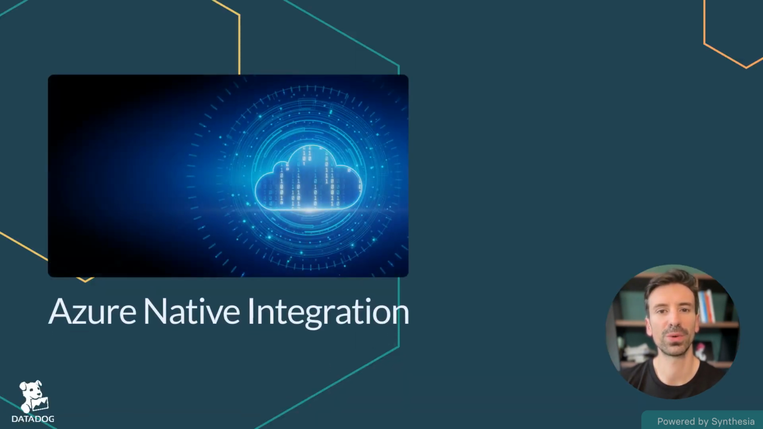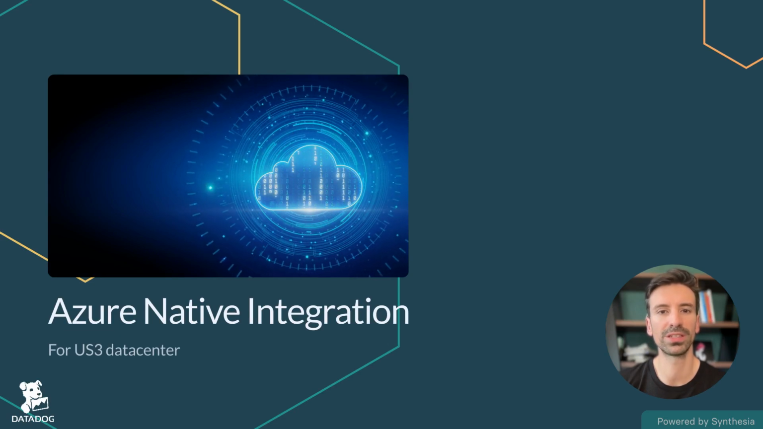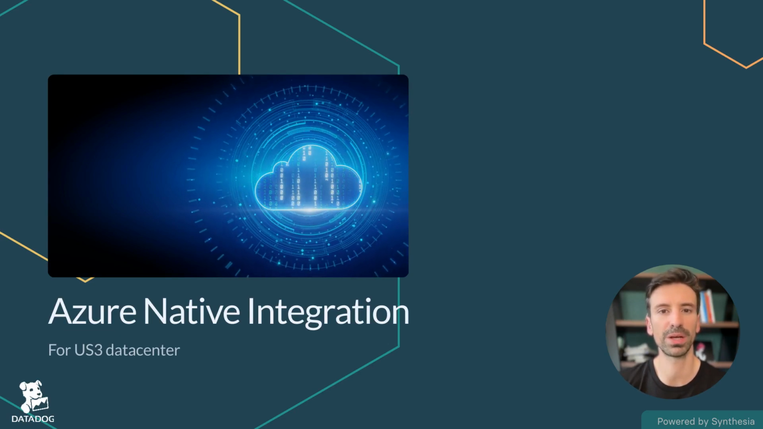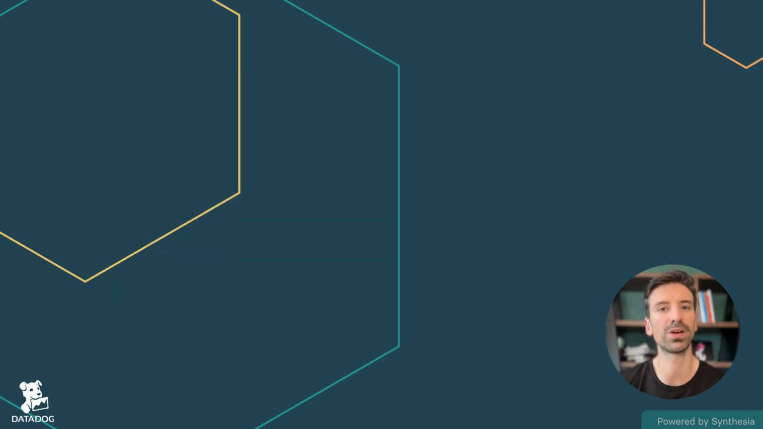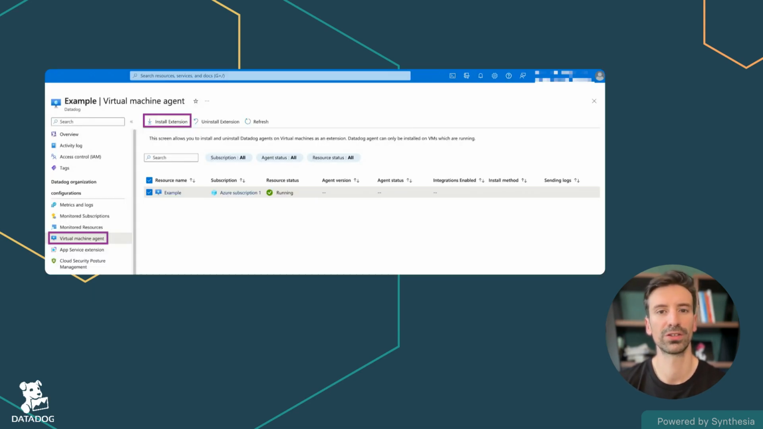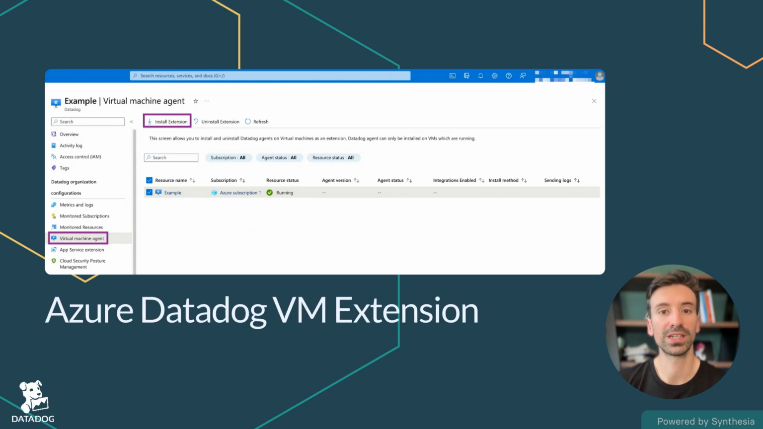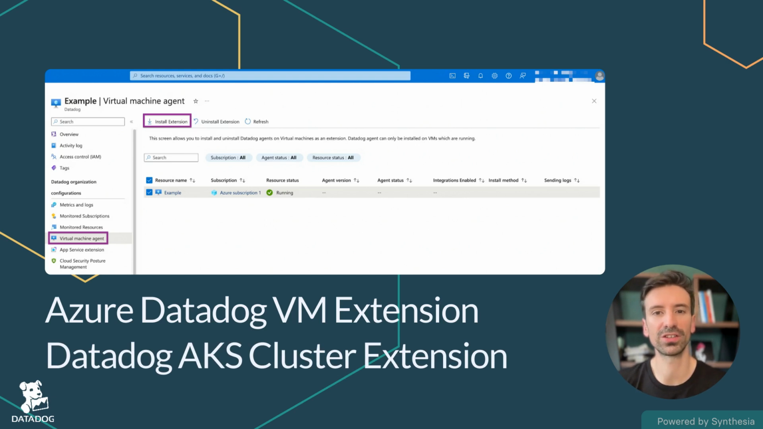On the data center US3, Datadog offers a more native integration with Azure. This method is recommended if you are an Azure user. Finally, as a bonus, in Azure, the integration includes a VM extension. This provides another way to deploy the agent in VMs and can be controlled from Azure itself. On an AKS cluster, the Datadog AKS cluster extension is another solution available to deploy the Datadog agent within the cluster without the need and complexity of third-party management tools.